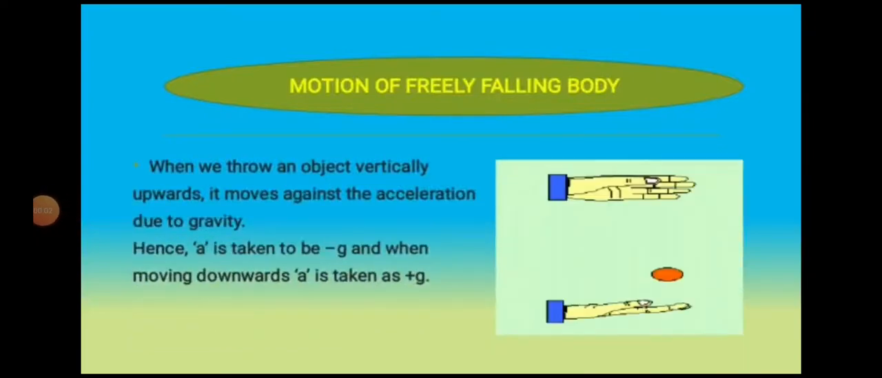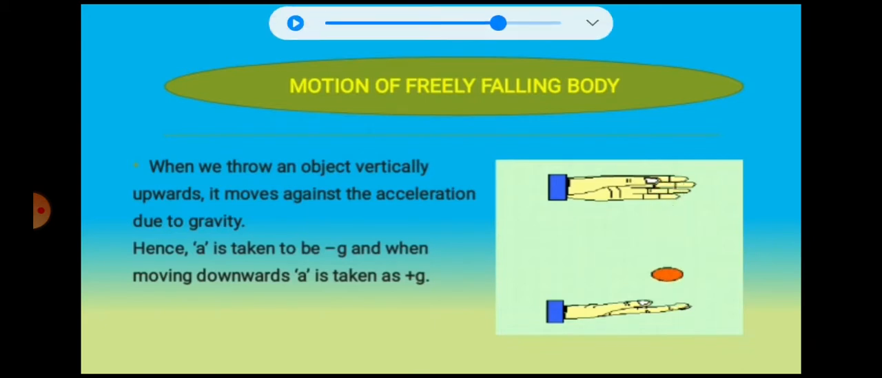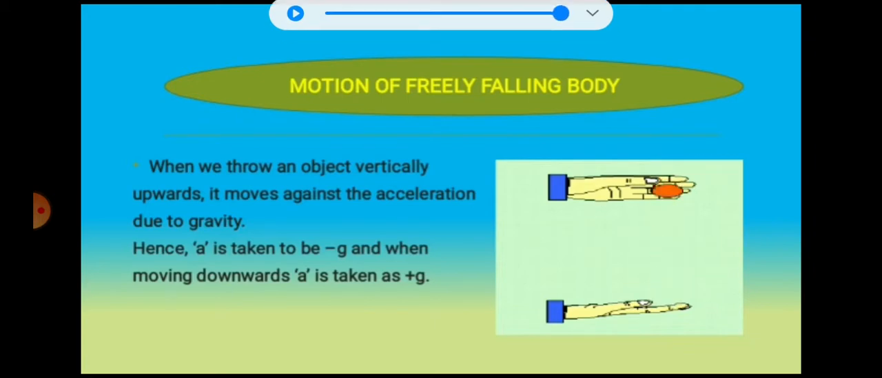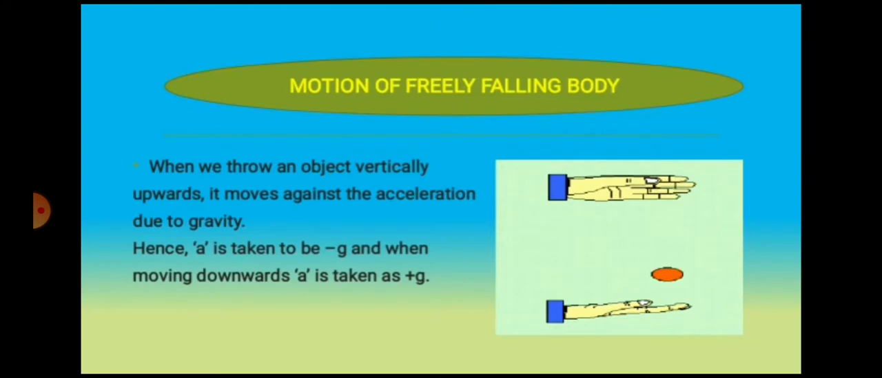Next, we are going to see motion of freely falling body. Take a large stone and a small eraser, stand on the top of the table and drop them simultaneously from the same height. What do you observe? Now take a small eraser and a sheet of paper, drop them simultaneously from the same height.